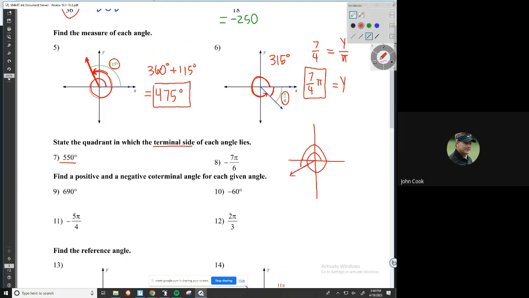So you might have to remember where the quadrants are. In the upper right corner, that's quadrant 1. And then we go counterclockwise after that, just like the angle goes. So it'd be quadrant 2, quadrant 3, and quadrant 4.